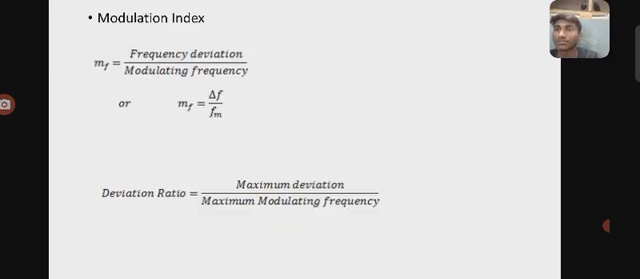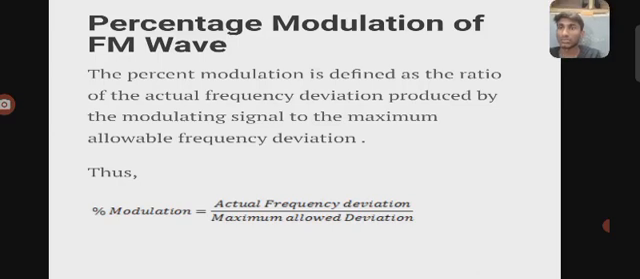For the calculation of the angular velocity of an FM wave, we get the expression omega c t plus delta f by fm into sin omega m t. The modulation index is given by the frequency deviation divided by the modulating frequency, known as the FM modulation index, mf equal to delta f by fm, and the deviation ratio as the maximum deviation by the maximum modulation frequency. The percentage of modulation of an FM wave is given by the actual frequency deviation divided by the maximum allowed deviation.